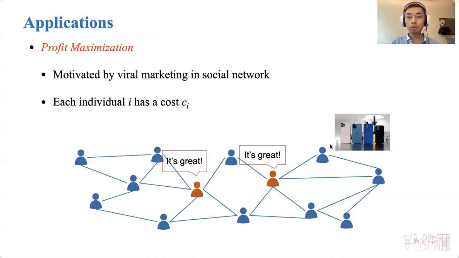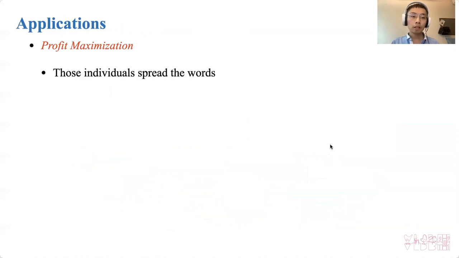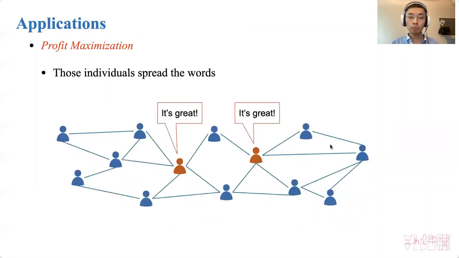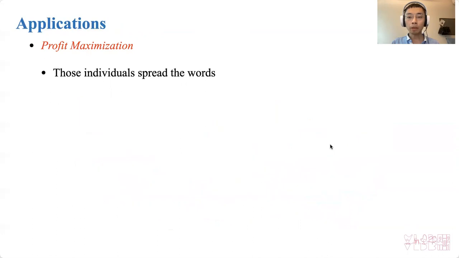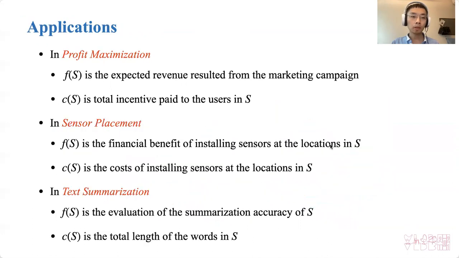This application is motivated by real marketing in social networks. For example, Apple wants to do advertisement for the iPhone. They find some individuals in the social network and put the ads with these individuals. Then these individuals spread the word. Their neighbors will be influenced first, and then a large number of people will be influenced within the network.